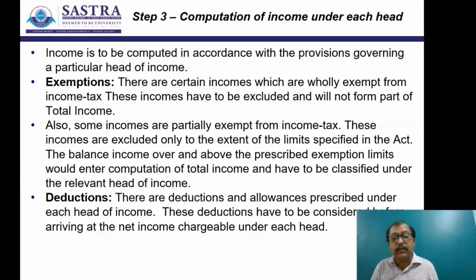Okay. And there are deductions and allowances prescribed under each one of the heads, given out separately. So these deductions have to be considered before arriving at the net income chargeable under each one of the heads separately. That's why you have been given 5 different heads of income and 5 different classifications of income.